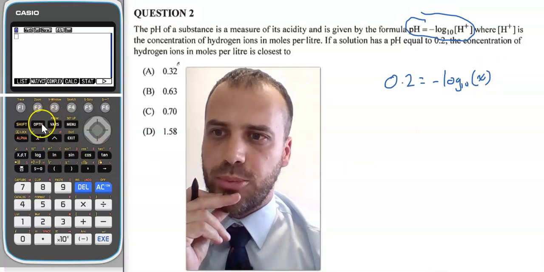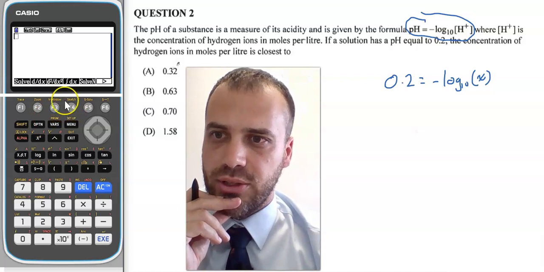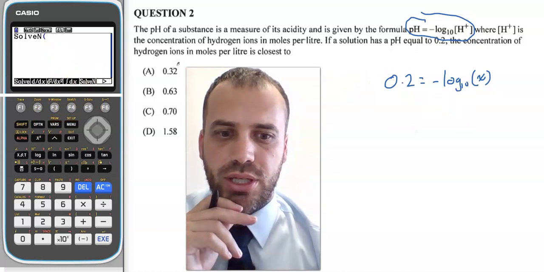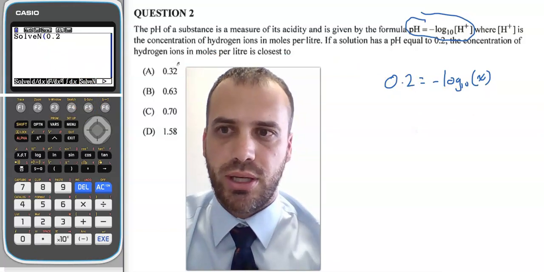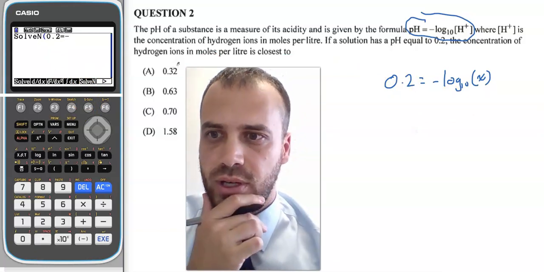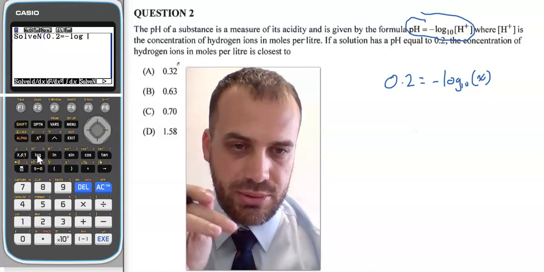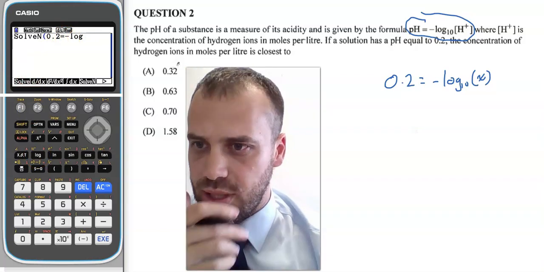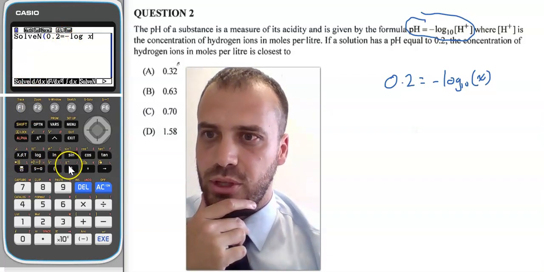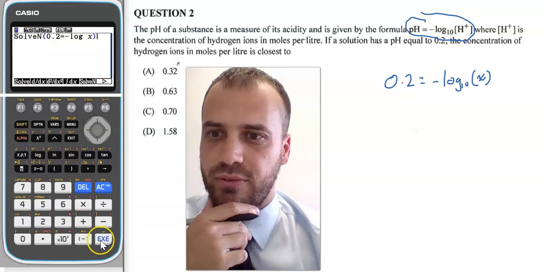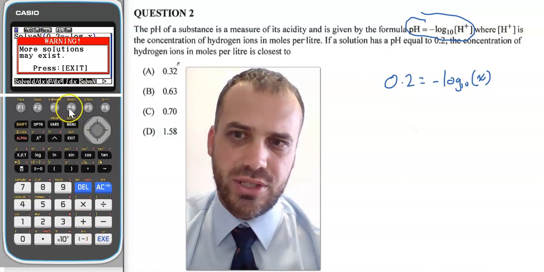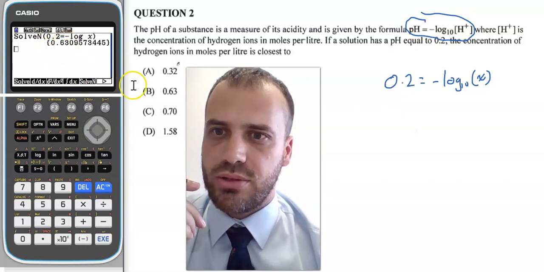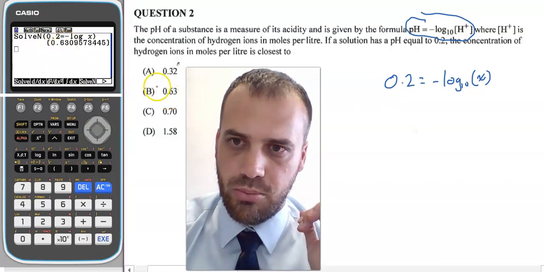use here. So option is the thing I press, calc, and then solve n. And then we just type in our equation here. So 0.2 equals negative log. Now you don't need to write 10, log means log base 10, and then just our x. Close the brackets, and it's going to solve that for us. Now it'll say more solutions exist, which always worries me, and we get an answer of 0.63, which is there, so that's B.